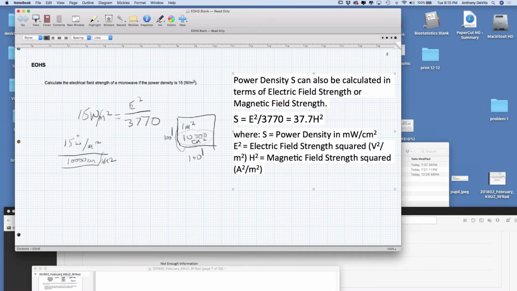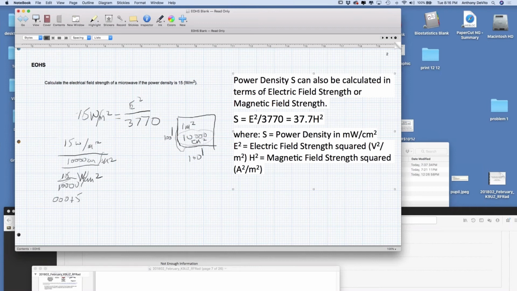So 15 watts spread out over a full square centimeter, we divide that by 10,000. And that now would become, the meters would cancel out, and this now would become watts per centimeter squared. So now the other part of this is that it also tells us that the power density is in milliwatts per centimeter squared. So for the moment, let's go ahead and work this out.